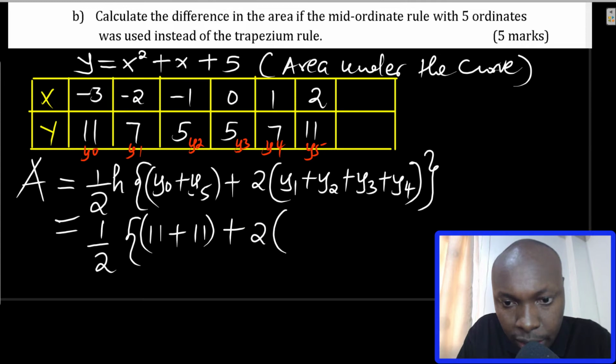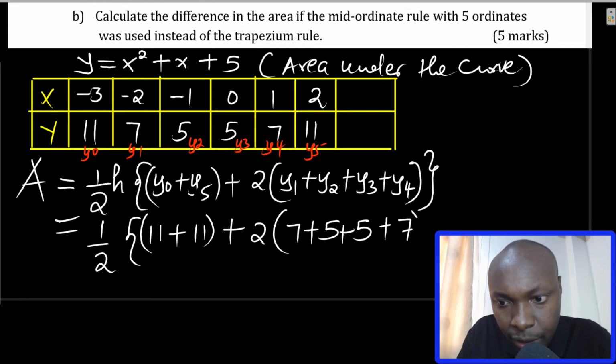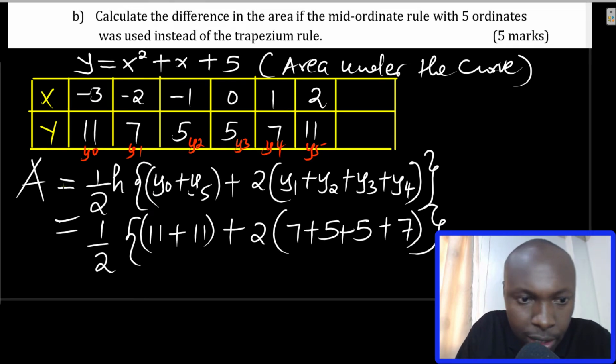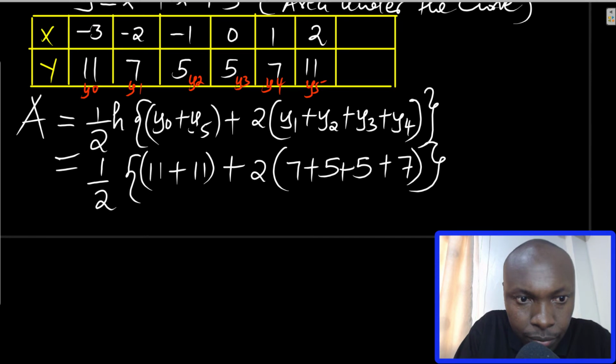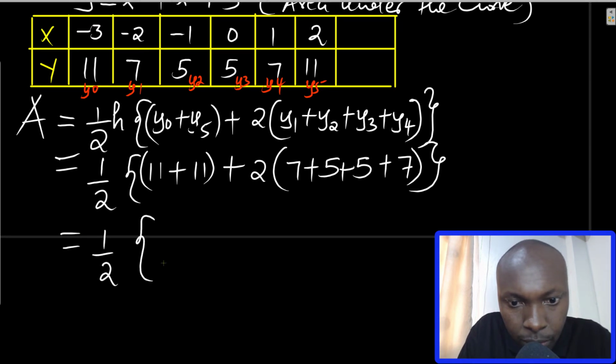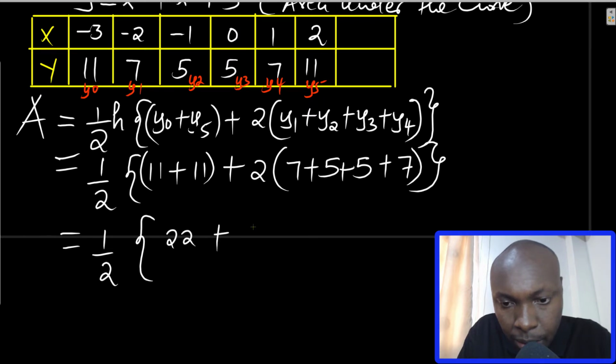plus twice the middles. The middles are 7. The sum of the middles, 7 plus 5 plus 5 plus 7, like that. So I have the square brackets here. 11 plus 11, you get 22. Then plus twice, this will be 12 times 12 plus 12, this will be 24 times 24, like that.